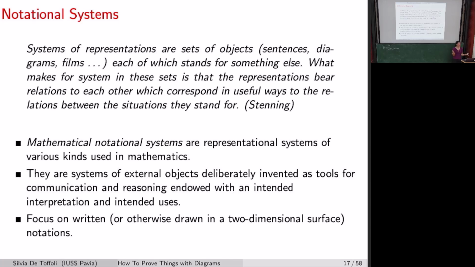They are systems of external objects deliberately invented as tools for communication and reasoning, endowed with an intended interpretation and use. So I want to exclude things like natural language, etc., but really focus on things invented with a specific aim in mind, like algebraic types of notation. And I also focus on written or inscribed notation, so I'm not going to talk about other notational devices such as the abacus or things like that, or 3D models.